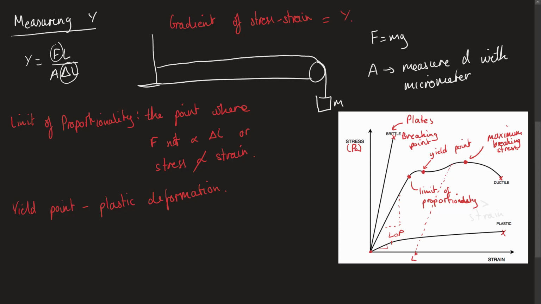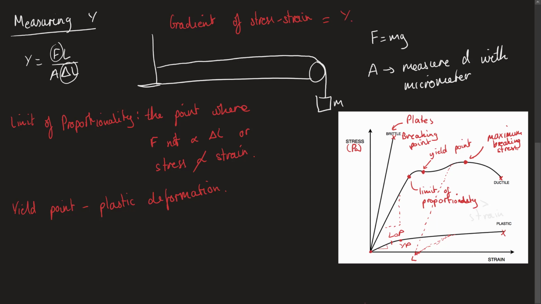So your yield point would be around here. I'm going to call that YP. This is your yield point. And after that yield point, you have plastic deformation. So you're going to end up, if you released it there, your gradient must be the same as what's here, because it's still the Young's modulus. And you would end up with some new original length around the same there. Okay?